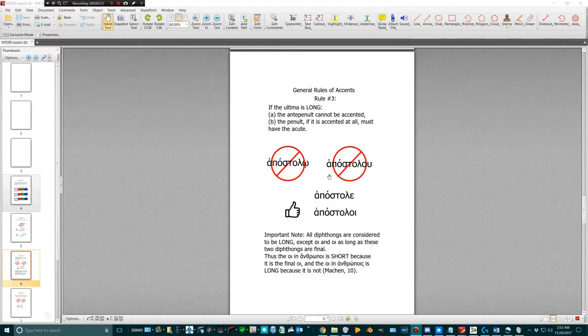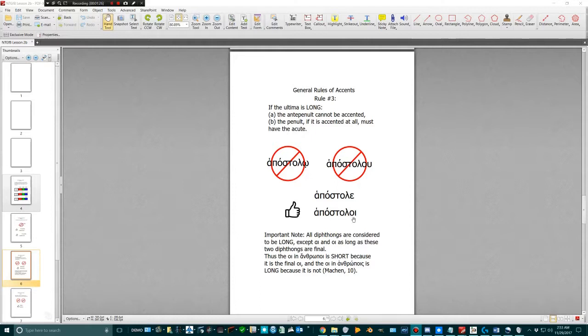The penult, if it is accented at all, must have an acute. So if we have the example here, apostole, well, that's short, so we can take that all the way back here, and the antepenult is accented. It can have the acute. Another example here is apostoloi. This is short, therefore that can have an accent.